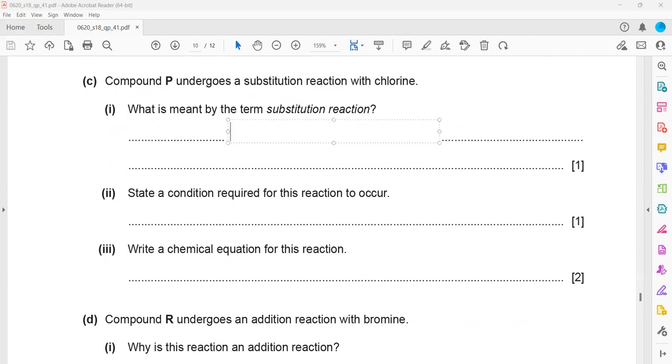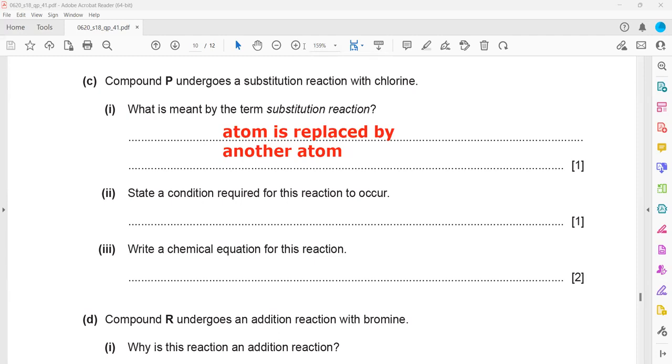So compound P undergoes a substitution reaction. What is the definition of a substitution reaction? You have to memorize this definition: when an atom or group of atoms is replaced by another atom. It's better to write it in terms of atom, because with reference to the question, when an atom is replaced by another atom. If the question was, define a displacement reaction, then this definition will change: when one element displaces another element, or a more reactive element displaces a less reactive element from its compound.